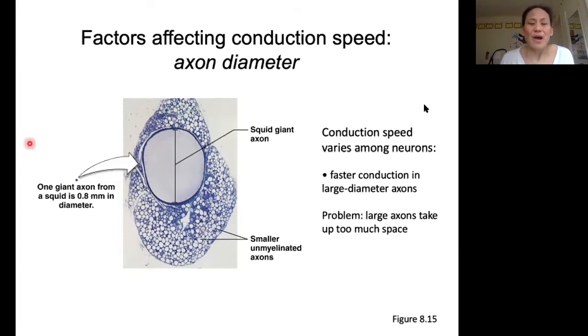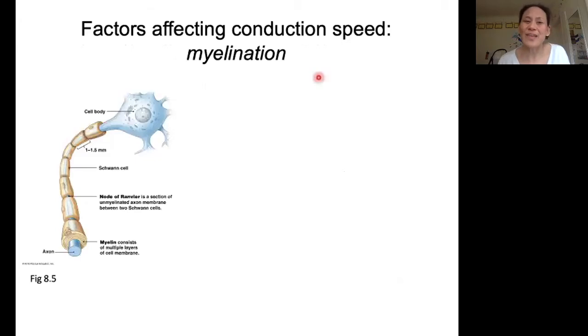However, we can't just have big axons everywhere, right? Because they're big, they take up a lot of space. If we wanted to be smart and we did that just by having big fat axons, we would have to be gigantic, okay? So there's another solution, okay? Another factor that affects conduction speed of action potentials down an axon is myelination, okay?